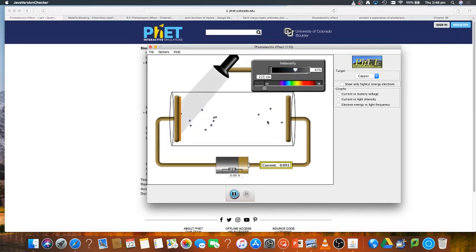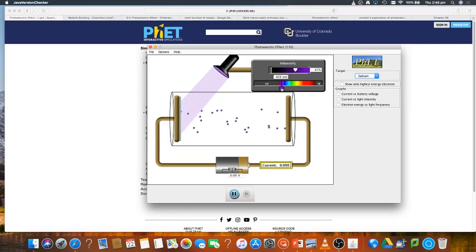All right, let's go to something a little bit more reactive. Let's go to sodium. Sodium is the most reactive metal I've got here, and we can see we're getting electrons traveling a lot faster, and there's a lot more of them. And we can go much lower, and we're still observing the photoelectric effect, now in the visible spectrum.